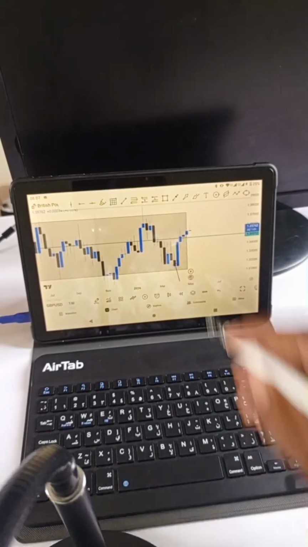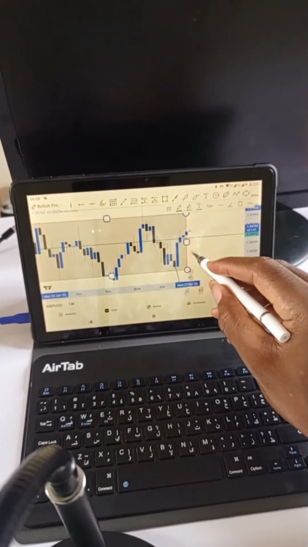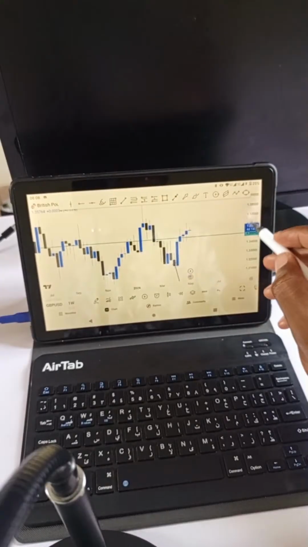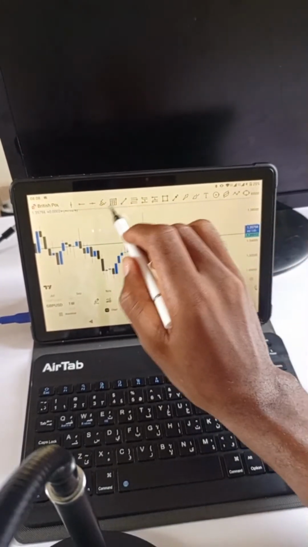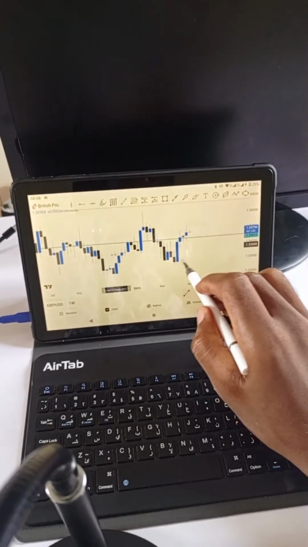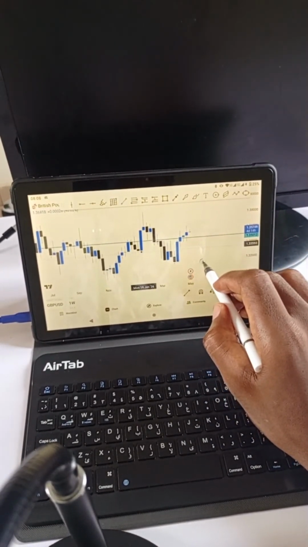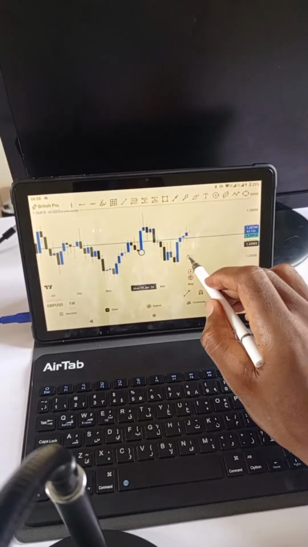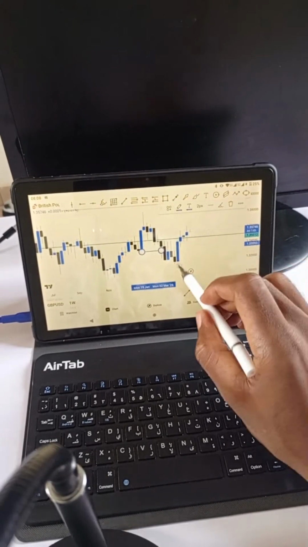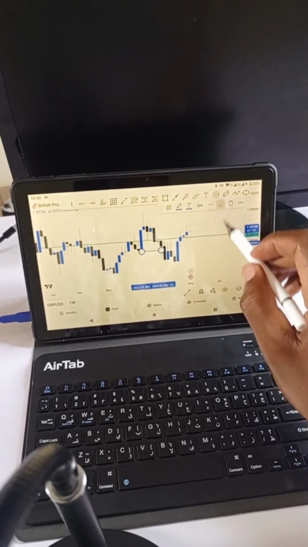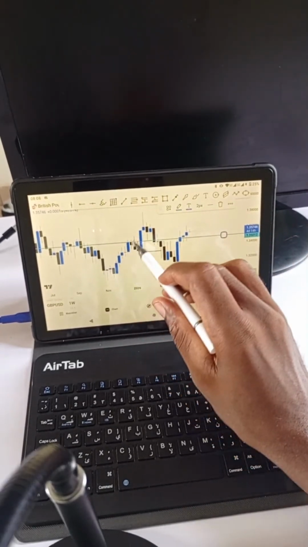Okay, so looking at the weekly time frame, you realize that we had a change of character somewhere around here. Are you guys seeing this? We had a change of character here because at this point, price was giving us something like higher highs.